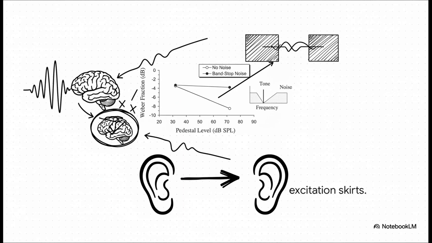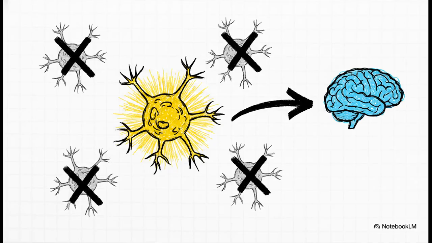To do this, they played the pure tone alongside a band stop noise. Think of this as a background hiss that has a notch carved out of the middle right where the pure tone sits. This background noise essentially masked those excitation skirts, completely jamming the signal from the adjacent neurons. Now, the logical expectation here was that without those extra adjacent neurons, a listener's ability to tell loud sounds apart would just fall off a cliff.